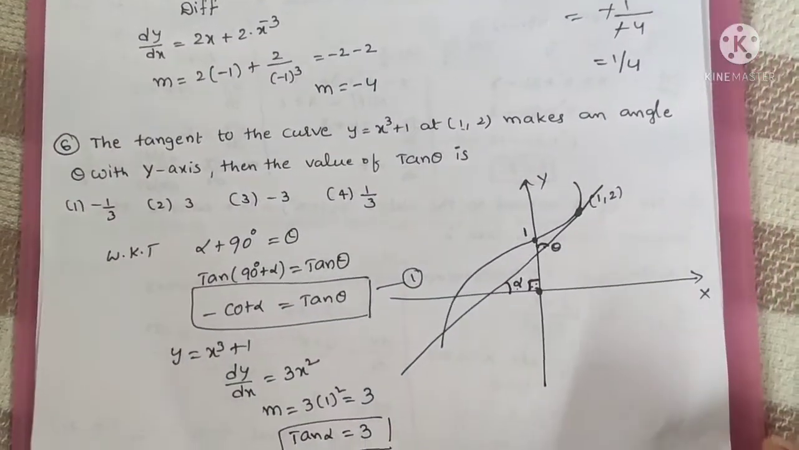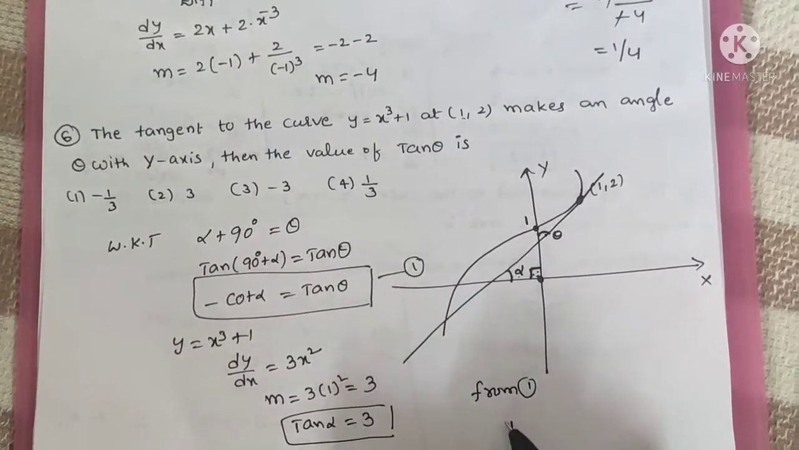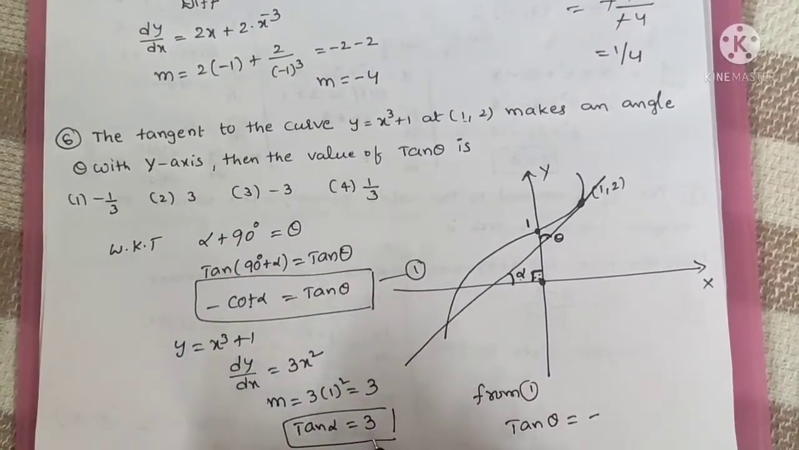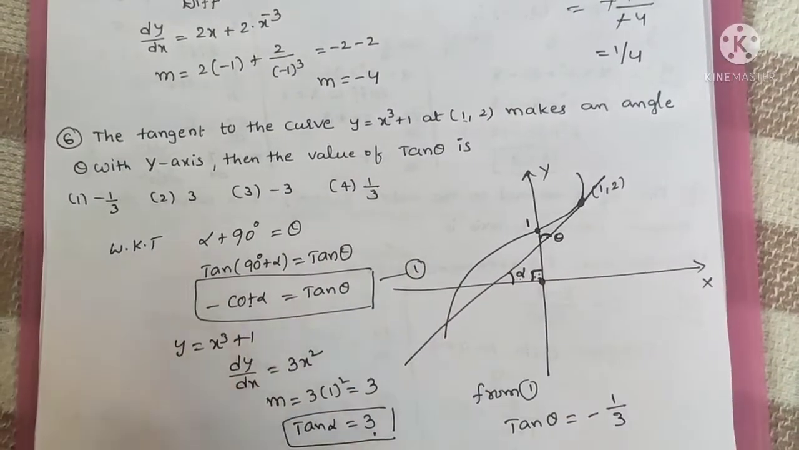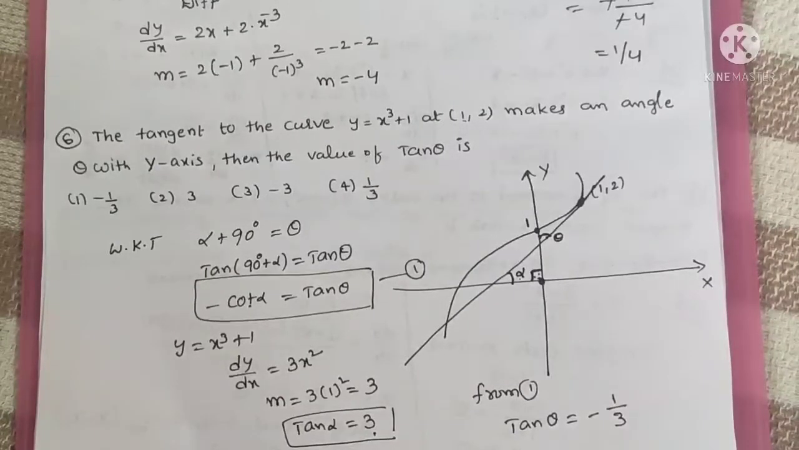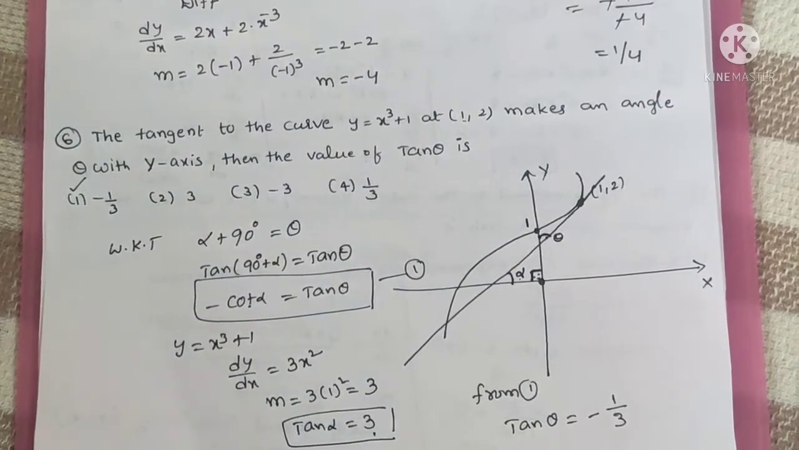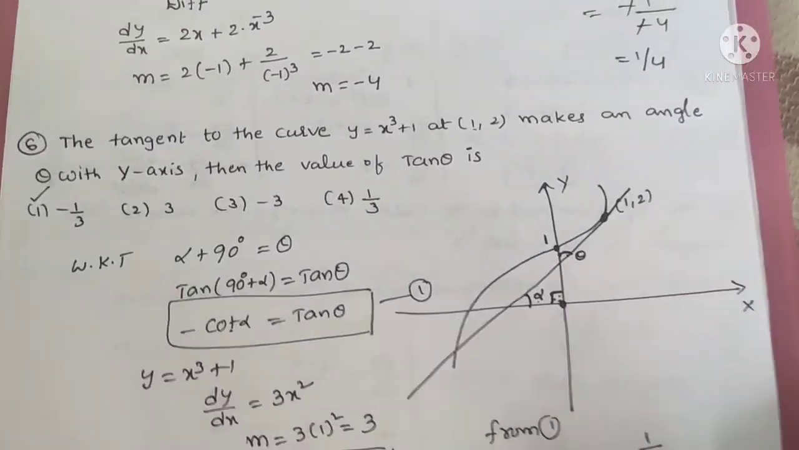If you substitute this value in equation 1, tan theta is equal to minus what do we have? Cot alpha. But tan alpha value is 3, then cot alpha value is 1 by 3. Then the final answer is tan theta is equal to minus 1 by 3. That is the answer for this question. That is nothing but the first option is the correct one for question number 6. Okay. Next, we will discuss the next question.